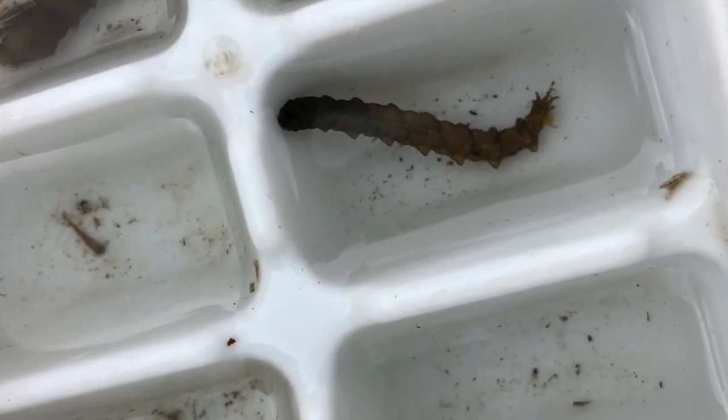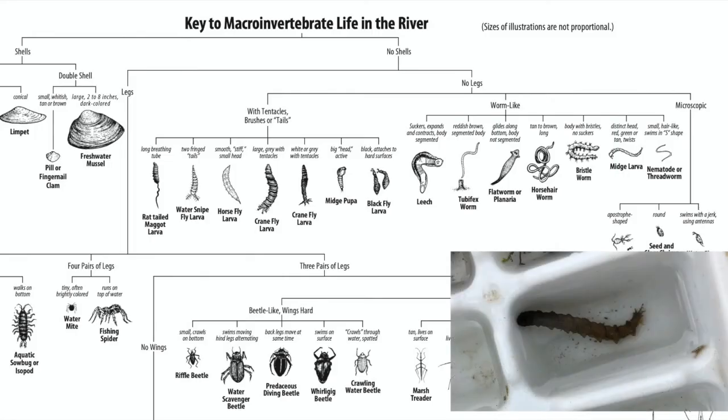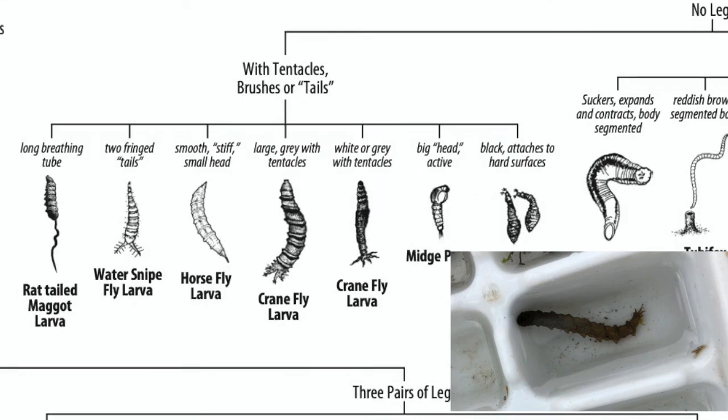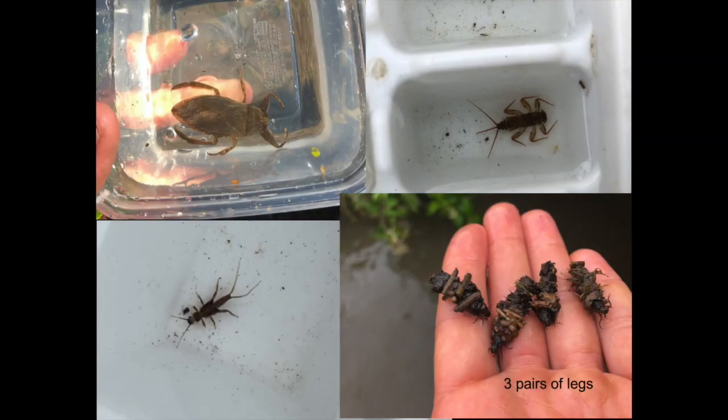Let's try this one. Does it have a shell or no shell? No shell. Legs or no legs? No legs. With tentacles, brushes, or tails? Worm-like or microscopic? He definitely has tentacles. Does he look like any of these? He looks like a cranefly larva. Way to go! Here are 4 pictures of macroinvertebrates that we also found in the stream.